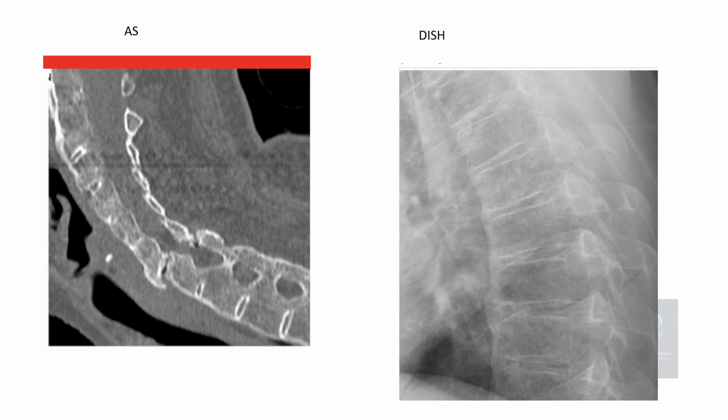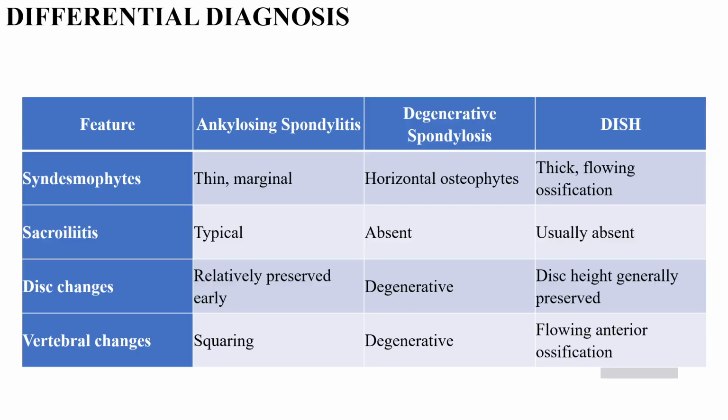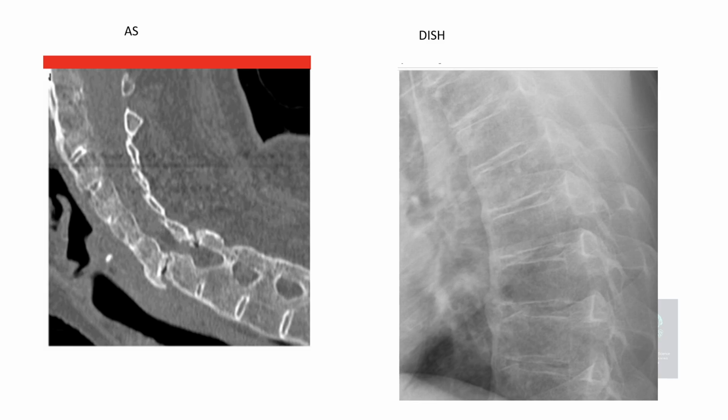Sacroiliitis is a key distinguishing feature. It is typical of ankylosing spondylitis, but is generally absent in both degenerative spondylosis and diffuse idiopathic skeletal hyperostosis. That is an important clue. Disc changes also help. In early ankylosing spondylitis, disc spaces are relatively preserved, whereas degenerative spondylosis causes typical degenerative disc changes. In diffuse idiopathic skeletal hyperostosis, disc height is usually maintained. Finally, vertebral squaring favors ankylosing spondylitis, while degenerative changes suggest spondylosis, and flowing anterior ossification points toward diffuse idiopathic skeletal hyperostosis.